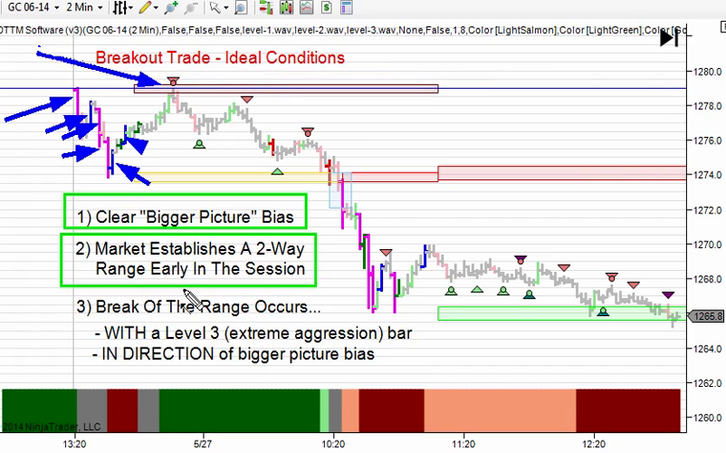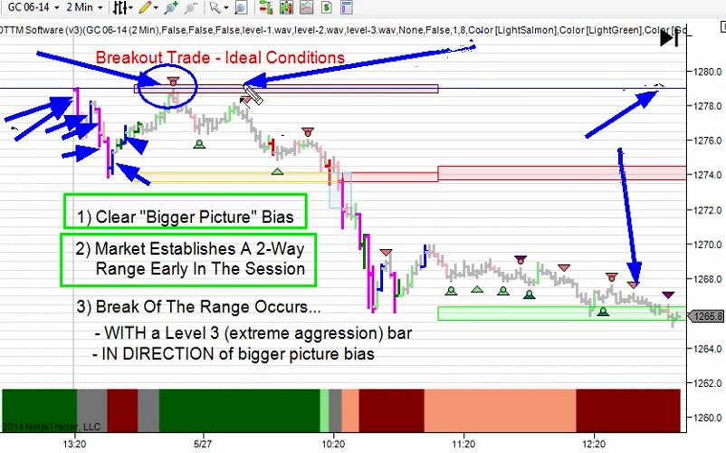As a side note, that's what we would call an ideal confluence trade. Bigger picture bias is down, we're below a key bigger picture level, we've got some really good structure with the level 3 selling bar, we've got this red resistance bar, and we've got this deceleration. So five things are coming together at one spot. That's an ideal trade location.